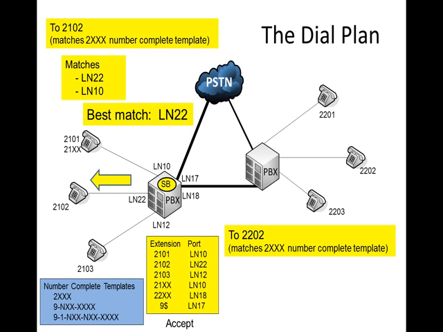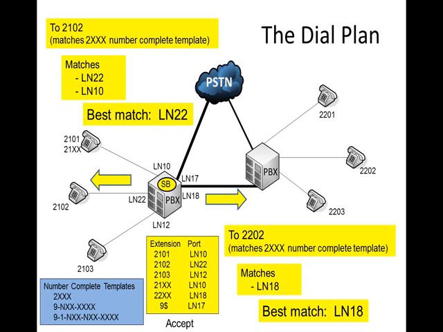If I'm going to go to 2202, walk me through the process. What's the first thing that has to happen? Right, number complete templates, so the switch knows that it has enough information to route a call. What's the next thing? We're going to find all the matches on the switch. In this case, there is only one. From that switch's point of view, there's only one place to send that call, so that's automatically the best match, and we're going to send the call out. Okay? That's it.